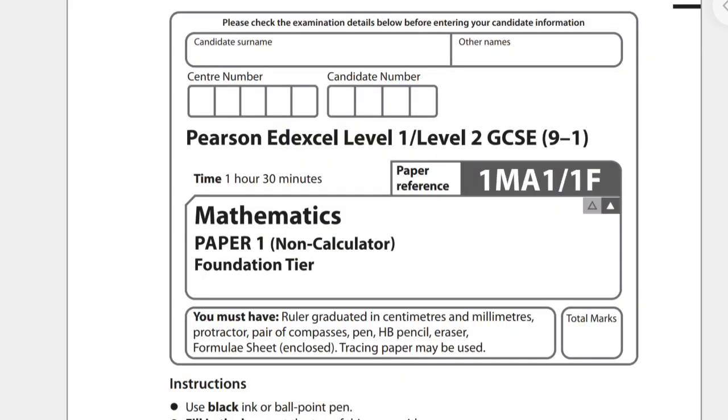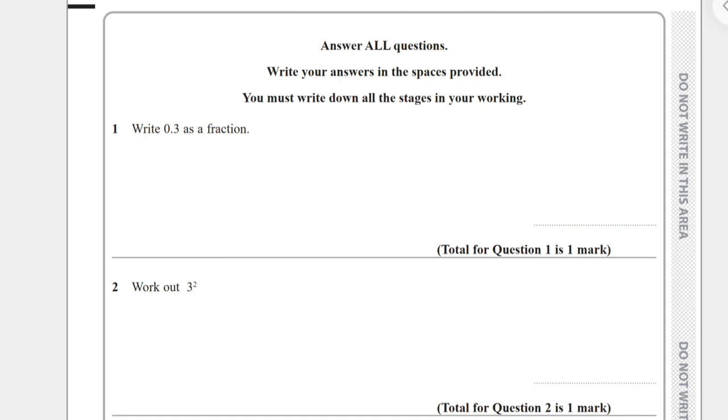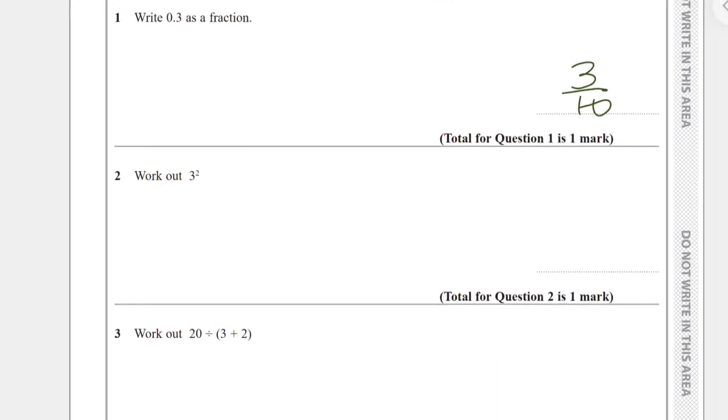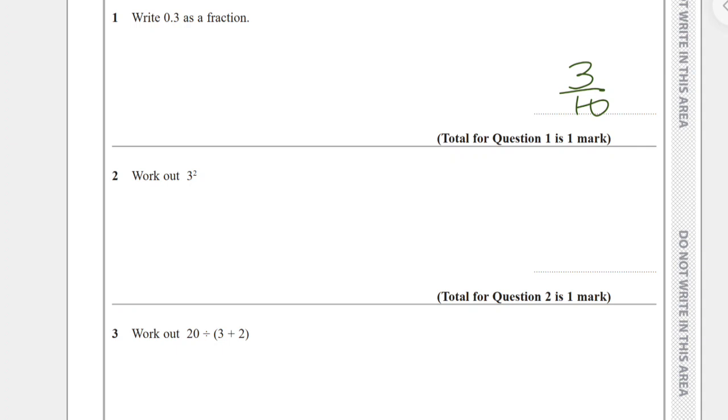Hi, good day. Today we'll be looking at the mathematics past question for paper 1, foundation tier. Write 0.3 as a fraction. So 0.3 is the same as 3/10. Number 2, work out 3 squared. So 3 squared is the same as 3 times 3, and that would be 9.